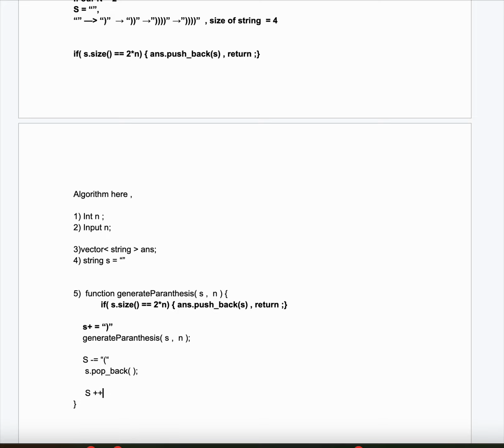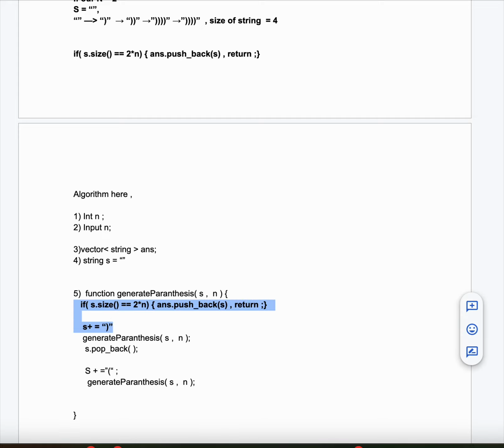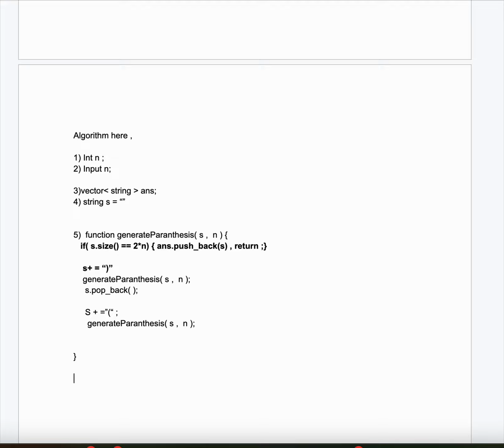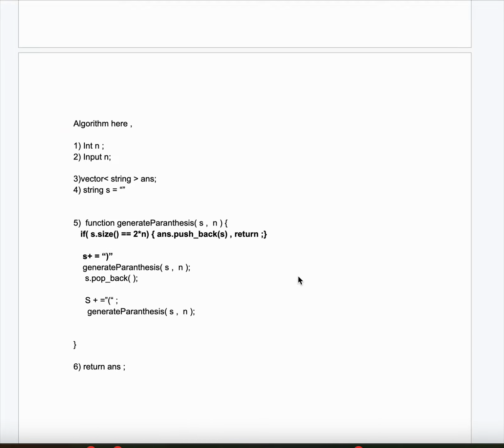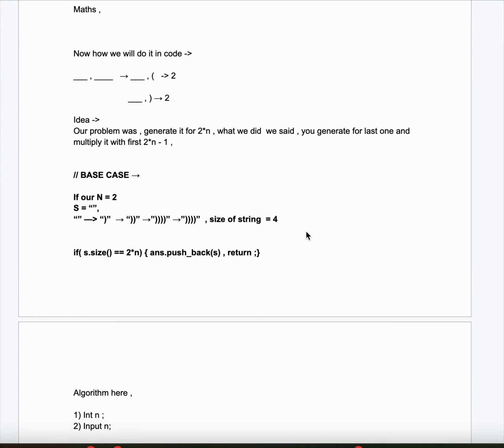Now here we can do this. Now we will call this function again. So this is a function. Now in the sixth spot you can return the answer. So yeah, this is the algorithm for generating all the parentheses.